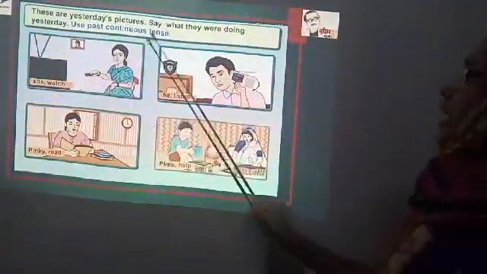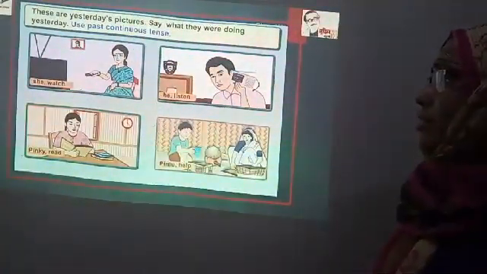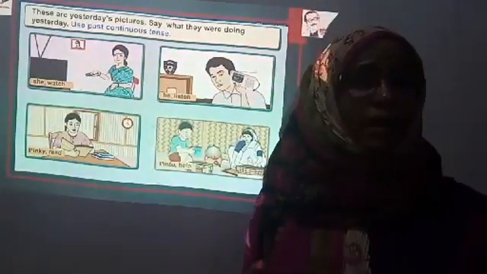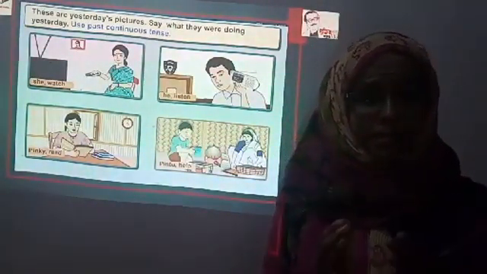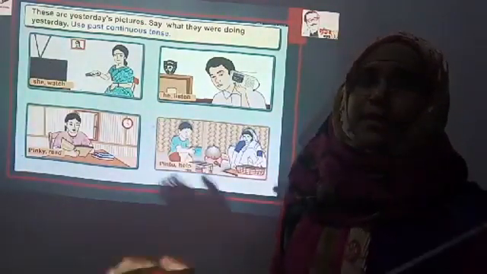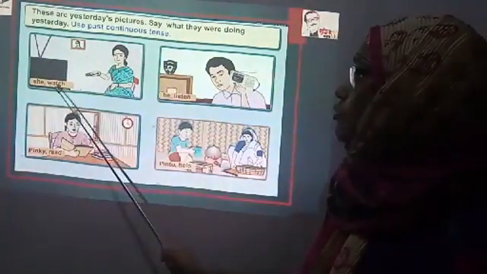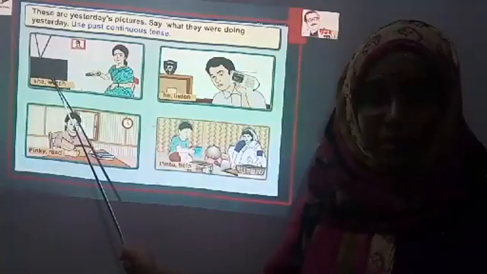Also, here you will use the past continuous tense. Here the subject and verb are given. How can you do that? Just subject, auxiliary verb was there, then verb ing. She was watching television.